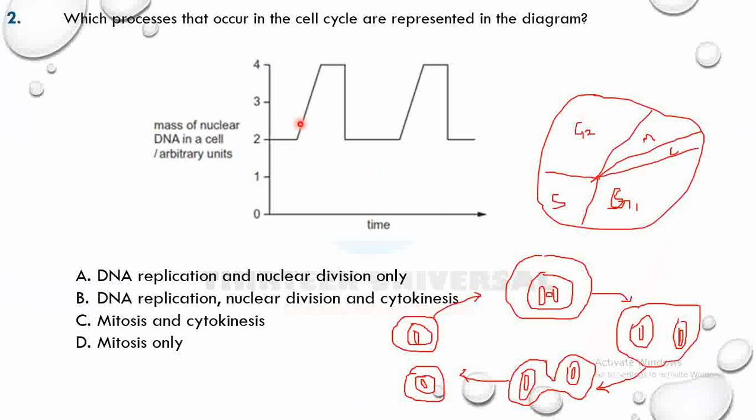So it occurs here. Then nuclear division occurs, because during nuclear division, can you see what's happening here?